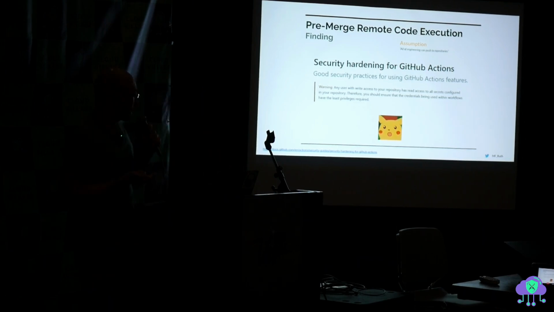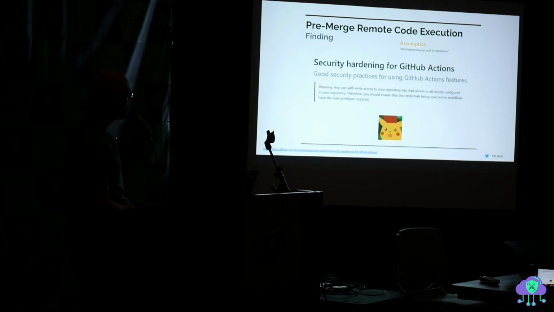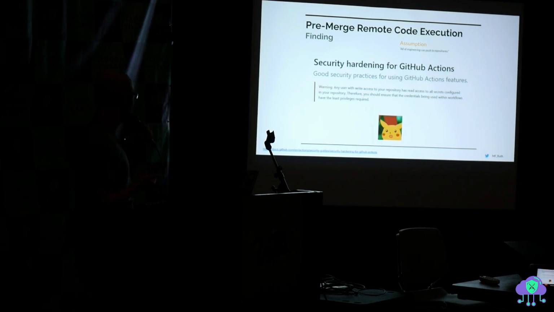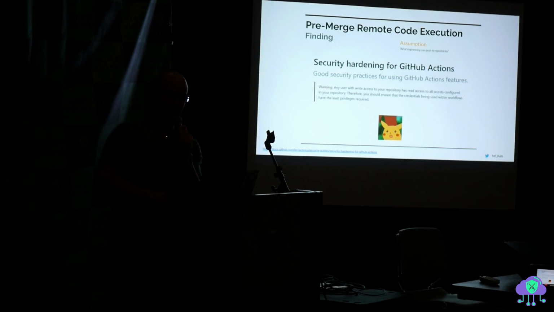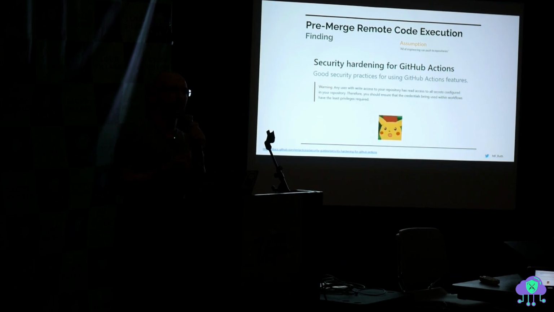So what we look at here is GitHub documentation for GitHub Actions, and it says, warning, any user that has write access, which is the term for just being able to submit PRs to repositories, anyone with write access to your repo actually has read access to all of the secrets configured in your repository. Therefore, you should ensure that the credentials being used within these workflows have the least privileges required. So basically, to my surprise, and obviously to the shock of little Pikachu as well, what GitHub is saying is that this is outside of their threat model. We basically lose all of the protections that we assumed we had by removing these credentials from our engineering endpoints and putting them into our CI/CD based tools instead.